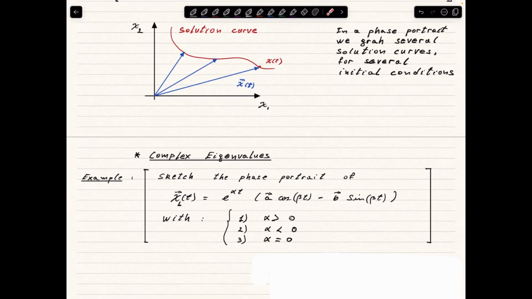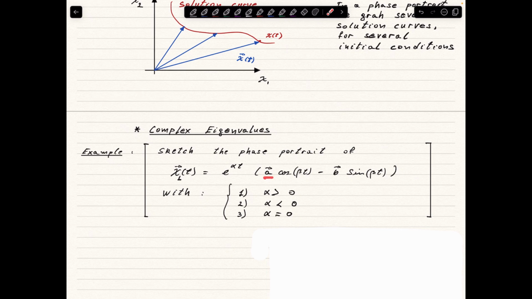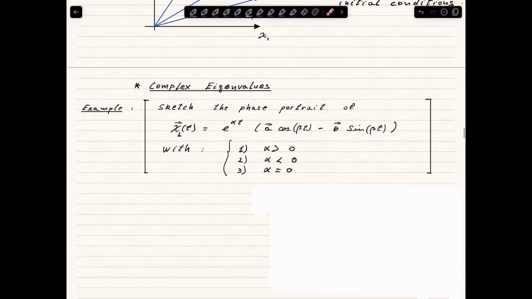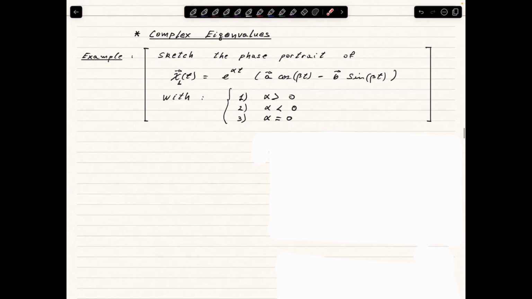A and B are arbitrary vectors, and we are going to choose some directions for these vectors. We are going to keep beta arbitrary, and for alpha, the graph is different for different values. If alpha is positive, negative, or 0, we have different pictures. So we need to do the picture for at least one or two of these cases. So we are going to work on the phase plane. Let's solve this problem.